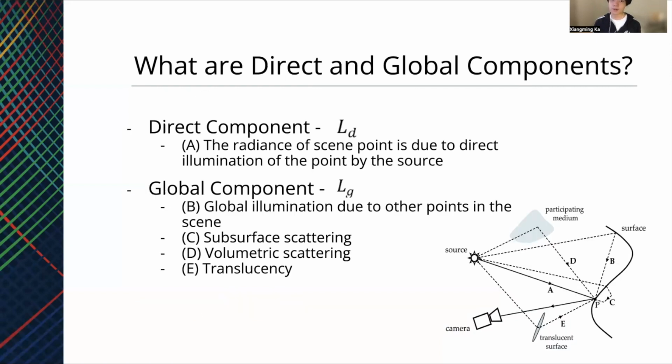Firstly, let's define what the direct and global components of the scene are. The radiance of a surface point measured by the camera pixel due to the single scattering events is referred to as the direct component of the scene. The remaining radiance measured by the camera pixel is referred to as the global component. In addition to interreflections, the global illumination received by the camera pixel may be due to volumetric scattering, subsurface scattering, or even light diffusion due to translucent surfaces.